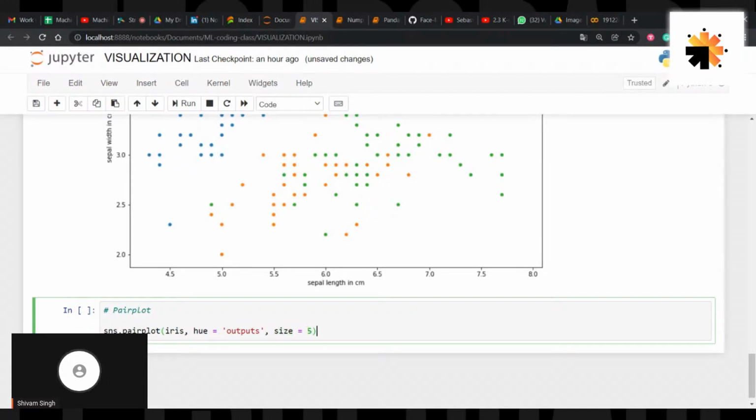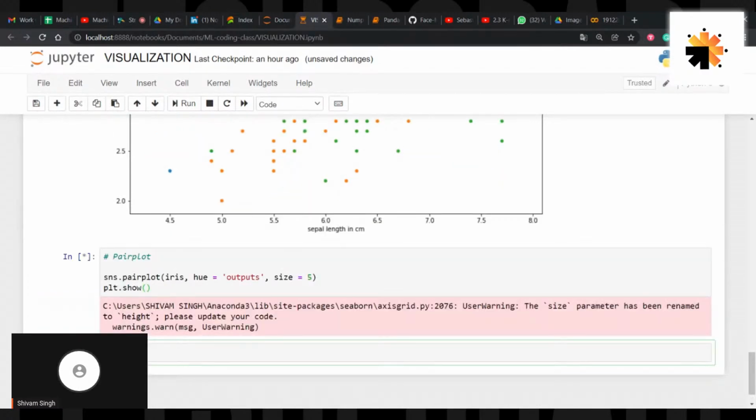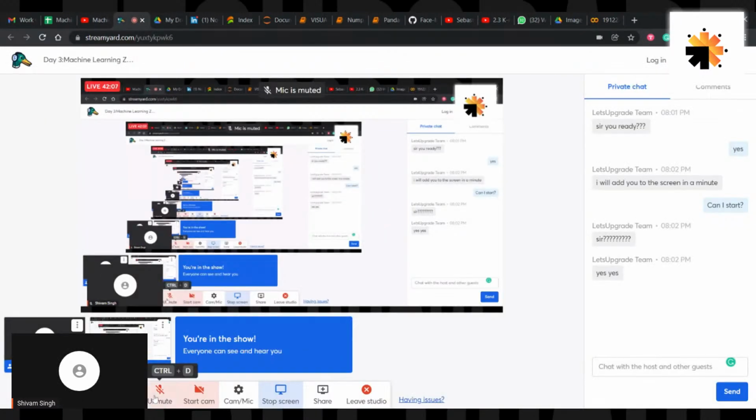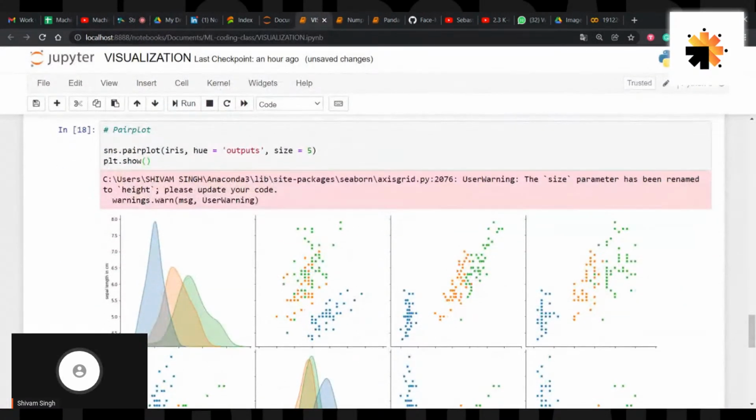Then I need to give the size, and it should be a plt dot show. Okay, so a pair plot will definitely take some time, because it tries to plot all the combinations.